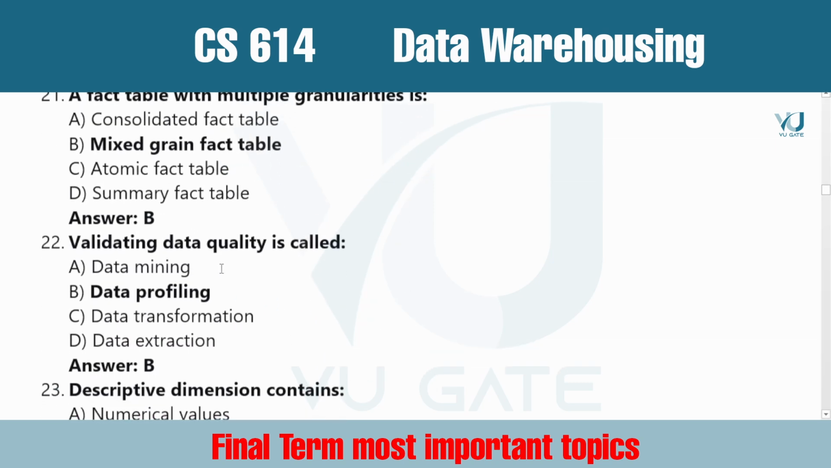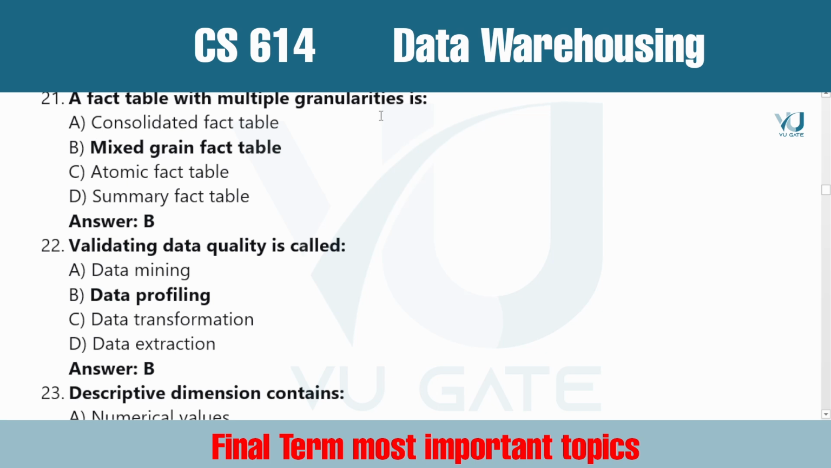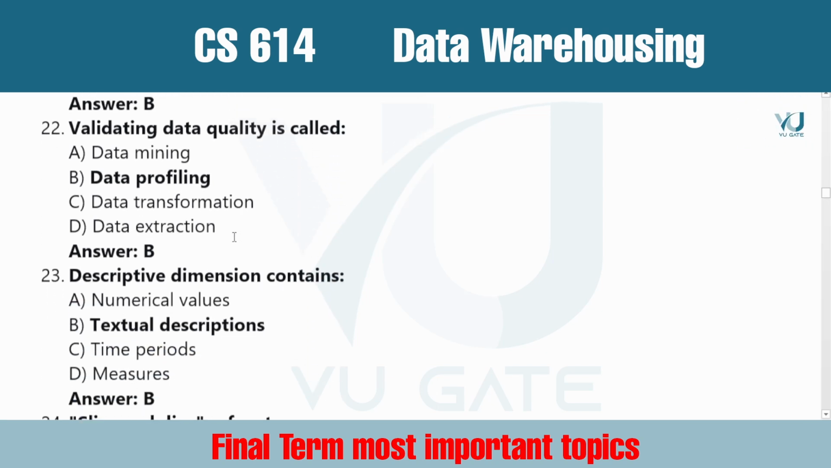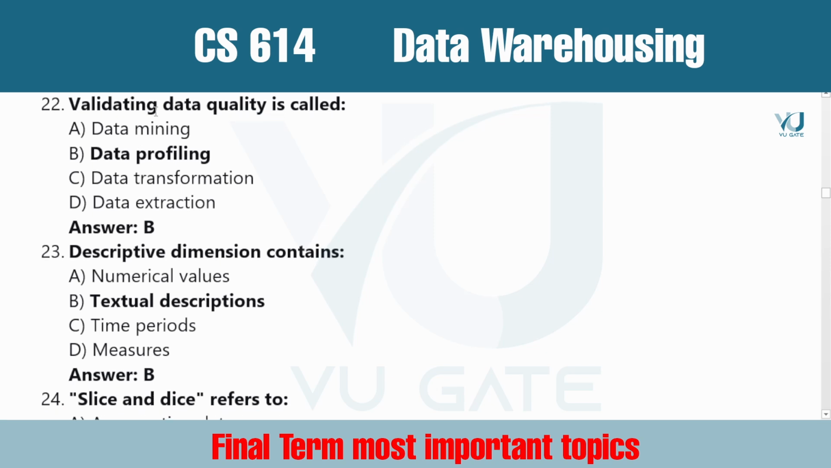Question 21. A fact table with multiple granularities is. The correct answer is option B, mixed grain fact table. Question 22. Validating data quality is called. The correct answer is option B, data profiling.